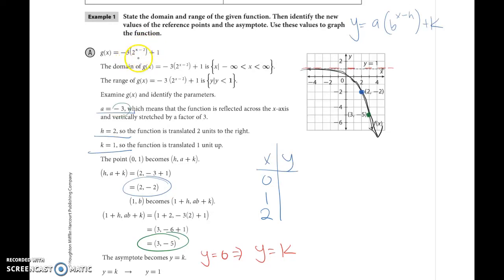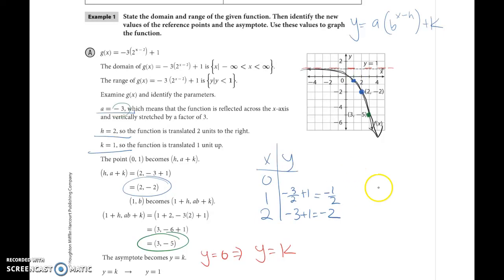Anything to the 0th power is 1. So 1 times negative 3 is negative 3 plus 1. Negative 3 plus 1 is negative 2. So I'm going to have a point at 2, negative 2. And then for 1, if I plug in 1, I get 1 minus 2 is negative 1. So I'm going to get negative 3 over 2 plus 1, so 1 minus 3 halves. So what is that, negative 1 half? So I have the point 1, negative 1 half, which I can draw right there.